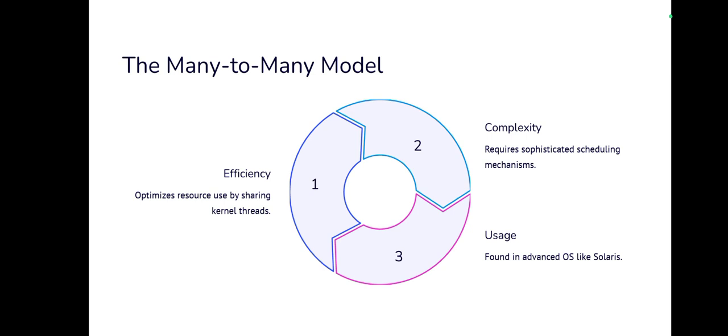The disadvantages of the many to many model are that it is more complex to implement and has overhead in managing mappings. The example is some customized Linux or NPTL implementations. The efficiency is that it optimizes resources used by sharing kernel threads. Complexity: the scheduling mechanisms are found in advanced OS.